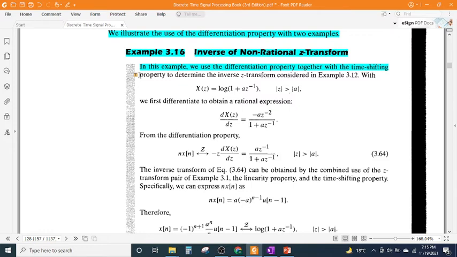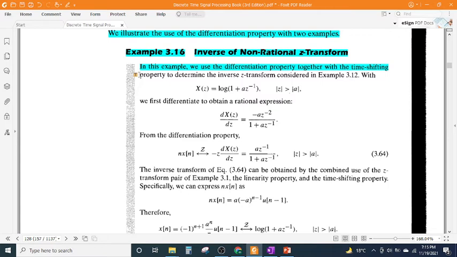Example 3.17, second-order pole. As another example of the use of the differentiation property, let us determine the z-transform of the sequence x[n] = n a^n u[n]. From the z-transform pair of Example 3.1 and the differentiation property, it follows that X(z) = -z d/dz [1/(1 - a z^-1)], |z| > |a|. Therefore X(z) = a z^-1/(1 - a z^-1)^2, |z| > |a|.